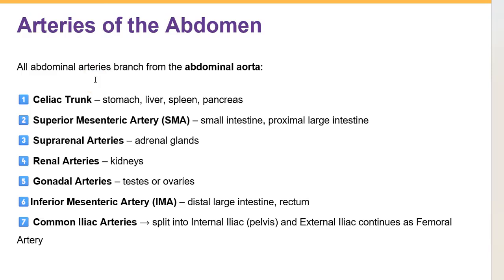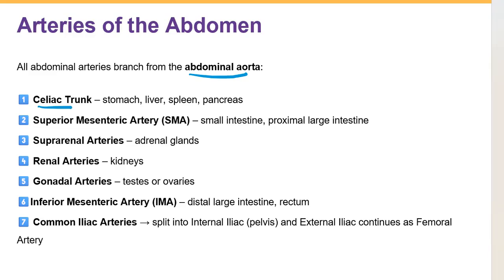Okay, and now let's talk about the arteries of the abdomen. As you remember, we have the ascending aorta, aortic arch, and then descending aorta. The part of the aorta passing through the abdomen is also called the abdominal aorta. It has some important branches giving blood supply to the organs. The one giving blood supply to the stomach, liver, spleen, and pancreas is called the celiac trunk, and it gives three branches to these organs.